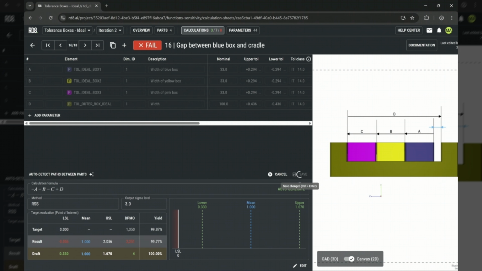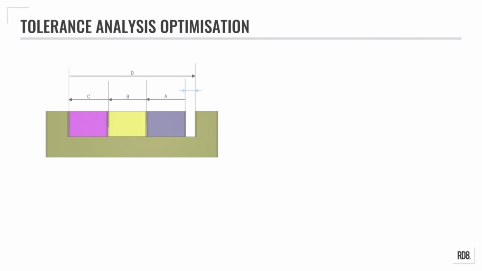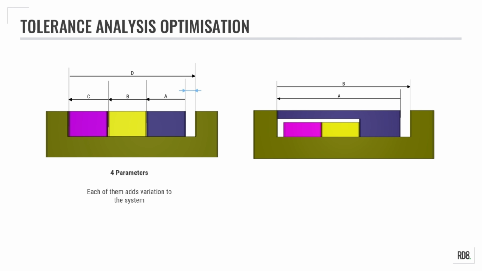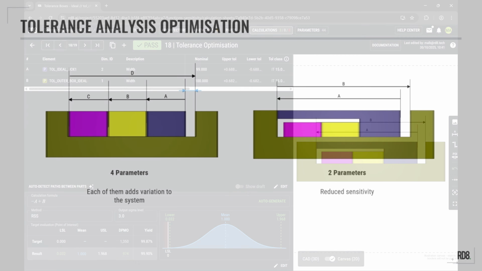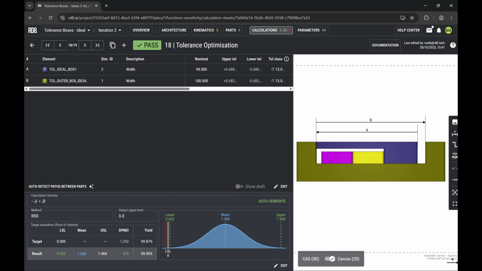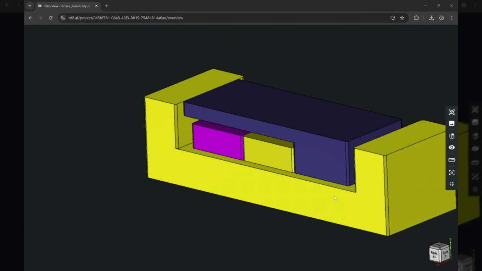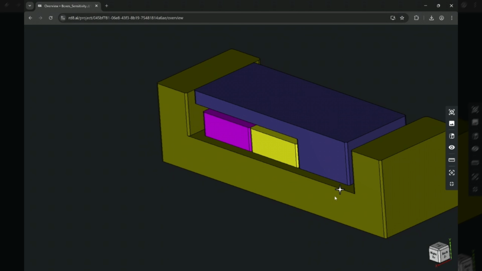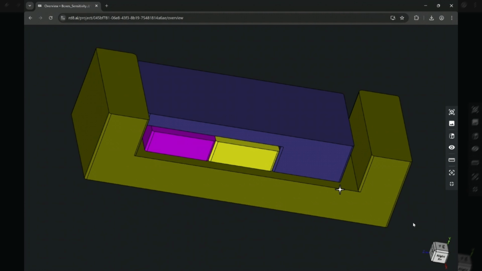Instead, let's think creatively. Right now, the tolerance chain has 4 parameters, adding variation. If we reduce the number of parameters, we shrink the chain and reduce variation. For example, redesigning with a longer purple box cuts the chain to 2 parameters. Even though the parameter now needs a bigger tolerance, the total variation is smaller than with 3 boxes, while keeping the same IT grades. So, remember to simplify and reduce the number of parameters in your tolerance analysis to avoid complexity and unnecessary variation.